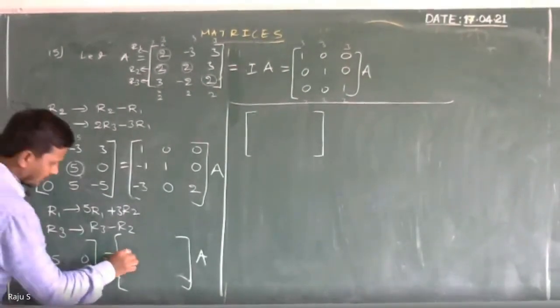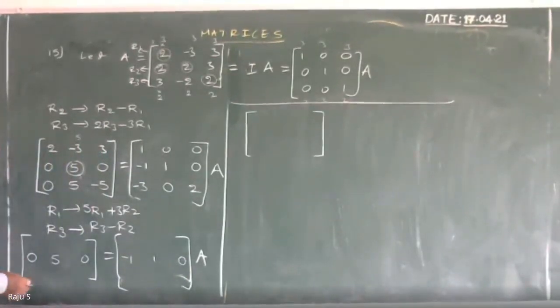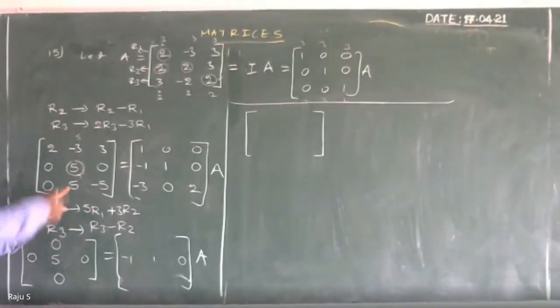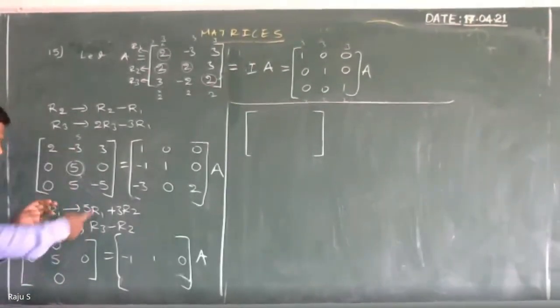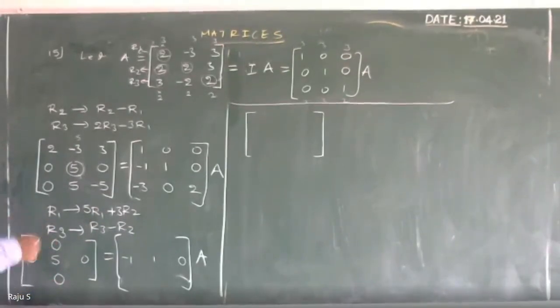Here also R2 is minus 1, 1, 0. And what about these two elements? These two elements you can write directly 0, 0, because to make these two elements 0 only we applied these two transformations. Immediately you can write these two are zeros. Now coming to R1.